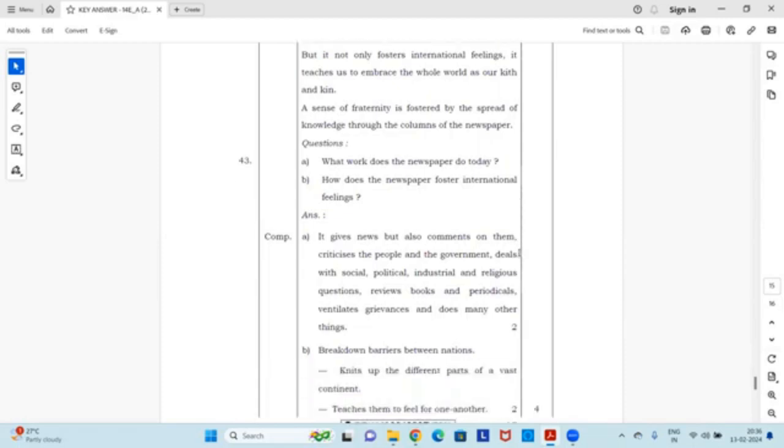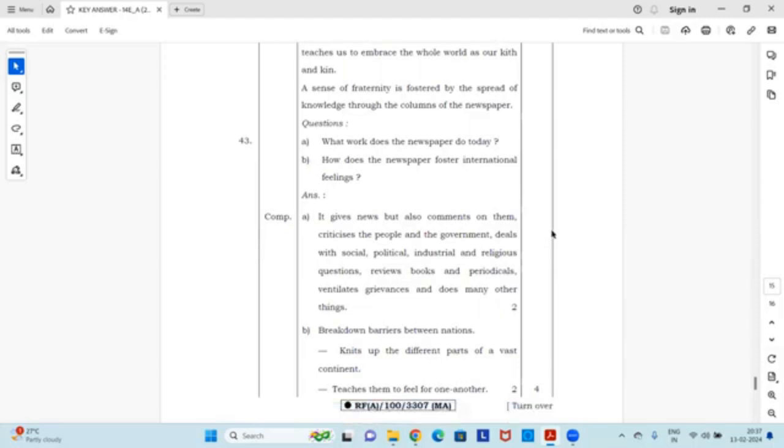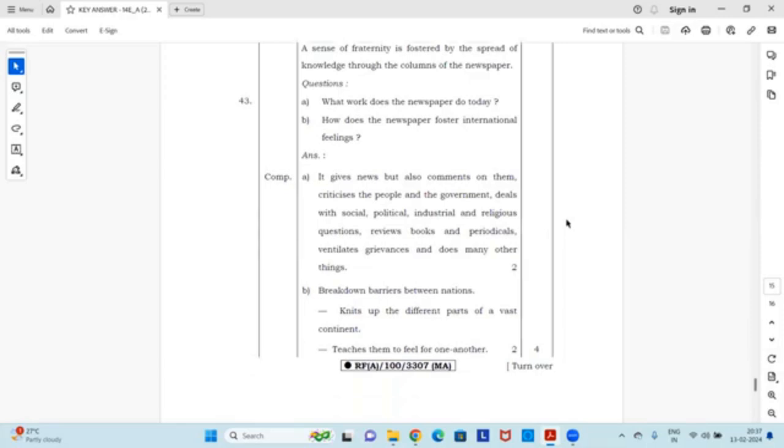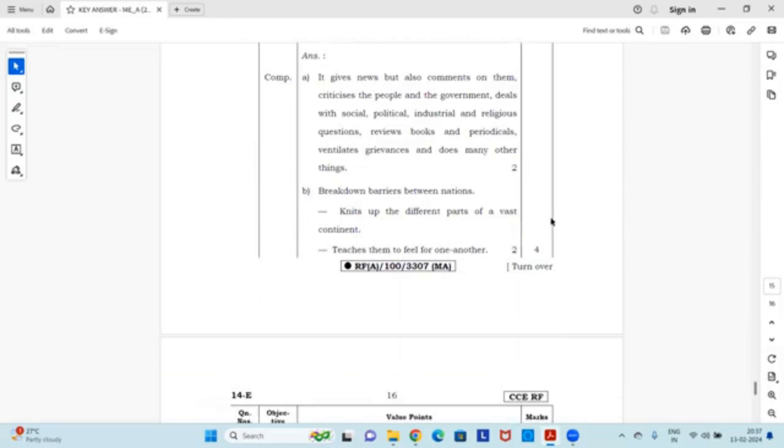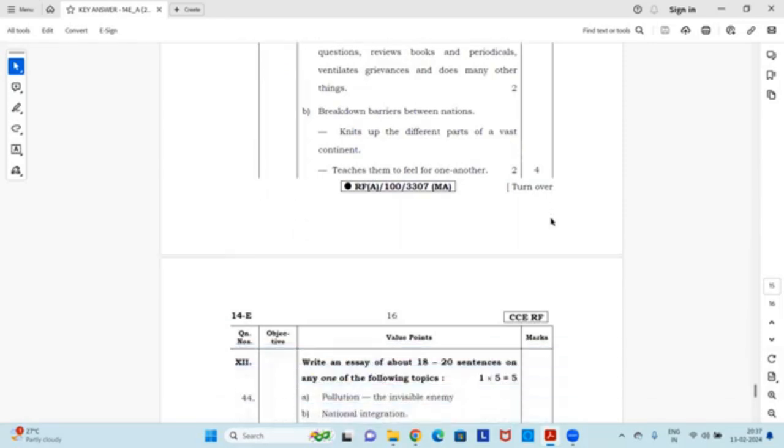So first answer, what work does the newspaper do today? It gives news but also comments on them, criticizes the people and the government, deals with social, political, industrial and religious questions, reviews books and periodicals, ventilates grievances, and does many other things. Okay, now next, how does the newspaper foster international feelings? It breaks down barriers between nations, knits up the different parts of a vast continent, and teaches them to feel for one another. Okay, so this is how you can write the answers.